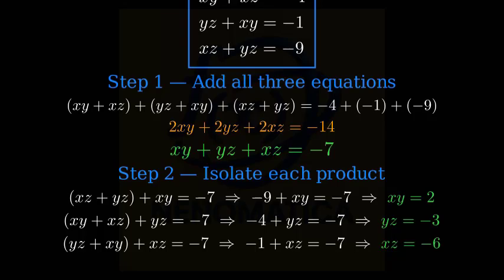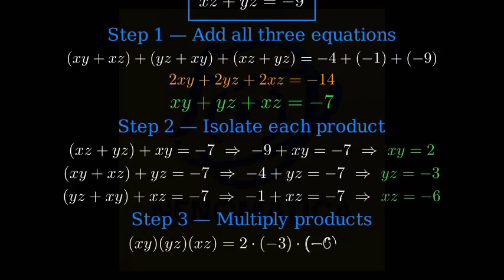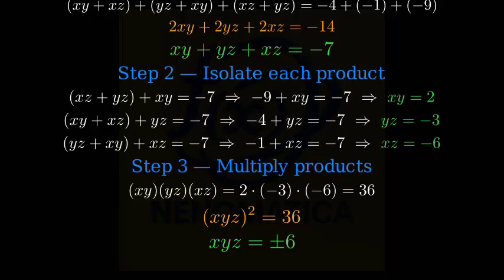That yields xy equals 2. Next, replace xy plus xz by -4. So yz is -3. Finally, replace yz plus xy by -1. So xz is -6. Step 3. Multiply the three results. xy times yz times xz equals 2 times -3 times -6, which is 36. That equals xyz squared. Therefore, xyz equals plus or minus 6.